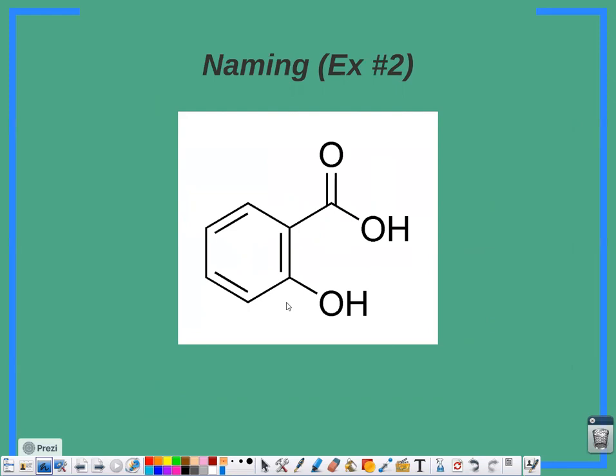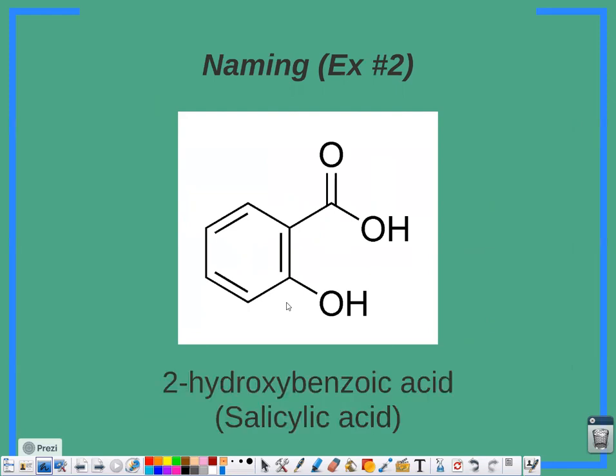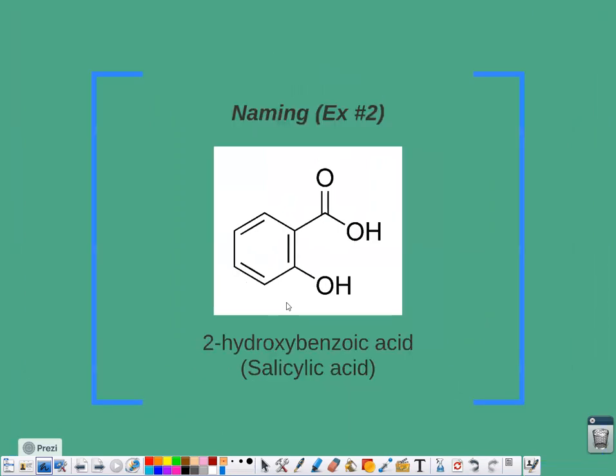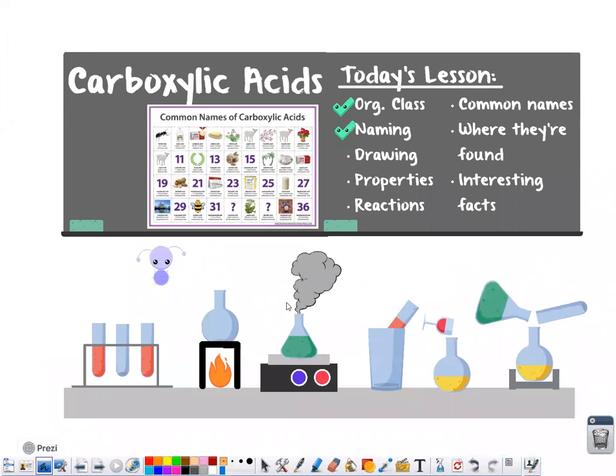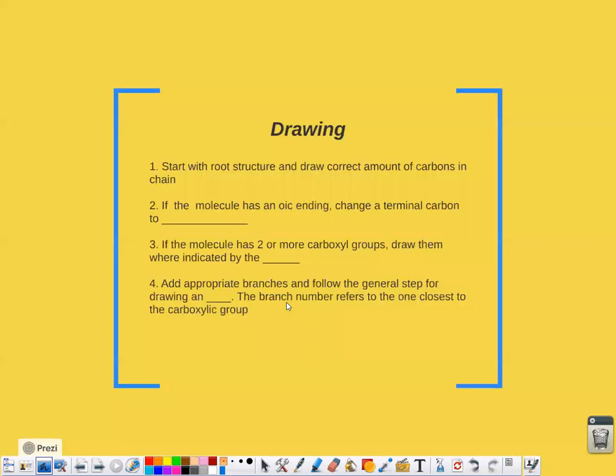What is this? It is benzoic acid, and with 2-hydroxy, 2-hydroxybenzoic acid, or salicylic acid. The naming you finished, and now drawing.